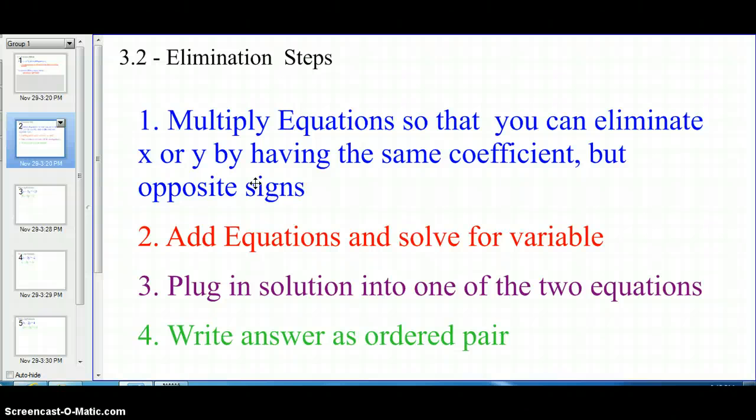Now we want those to have the same coefficient. That means we want the same number in front of the variable, but we want one to be positive and one to be negative. After we figure out which one we can eliminate, we add those equations and then solve for the variable that's left. Once we know what it equals, we plug it into one of the two equations to solve for the other variable. And last but not least, we need to write our answer as an ordered pair.